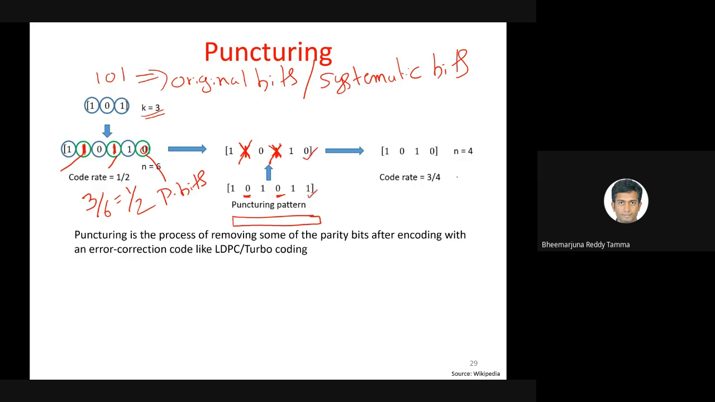If you look at the coding rate, you have the original 3 bits and you are sending these 3 bits along with one parity bit. That way the coding rate has improved from 1 over 2 to 3 over 4.